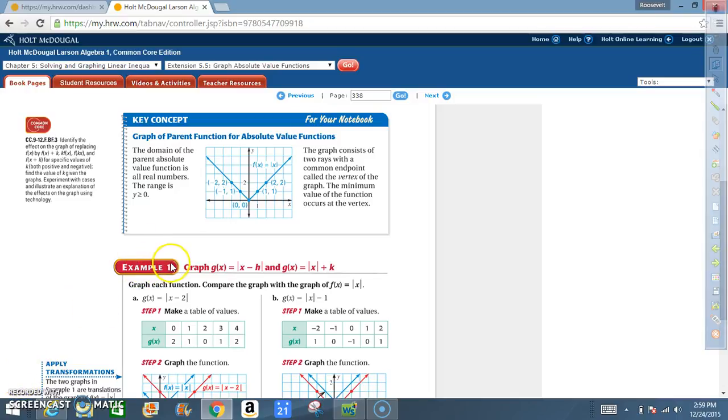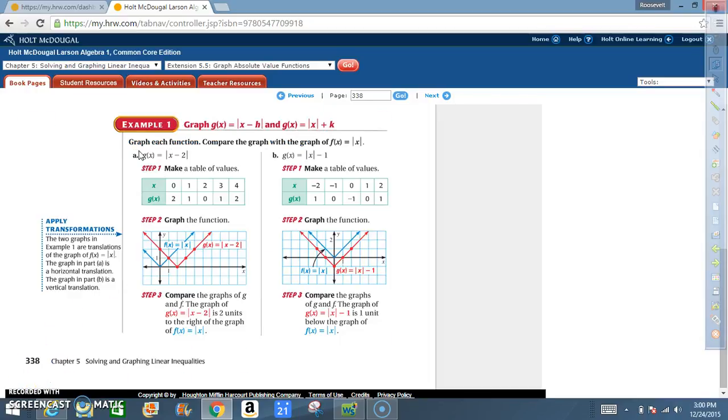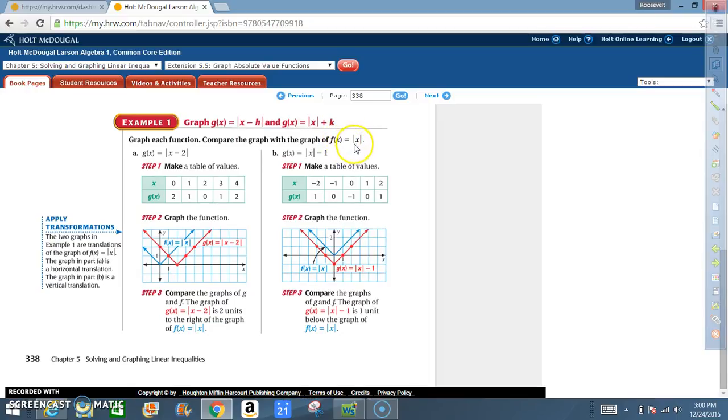Now let's take a look at example 1. Graph g of x is equal to the absolute value of x minus h, and g of x is equal to the absolute value of x plus k. Graph each function. Compare the graph with the graph of f of x is equal to the absolute value of x. A. g of x is equal to the absolute value of x minus 2. Step 1. Make a table of values. Here, they give us the values of 0, 1, 2, 3, and 4.